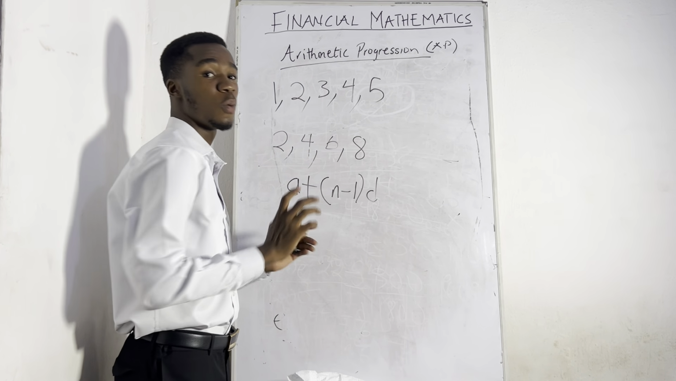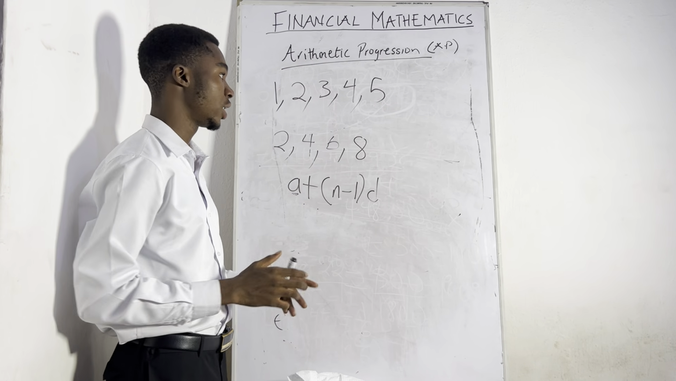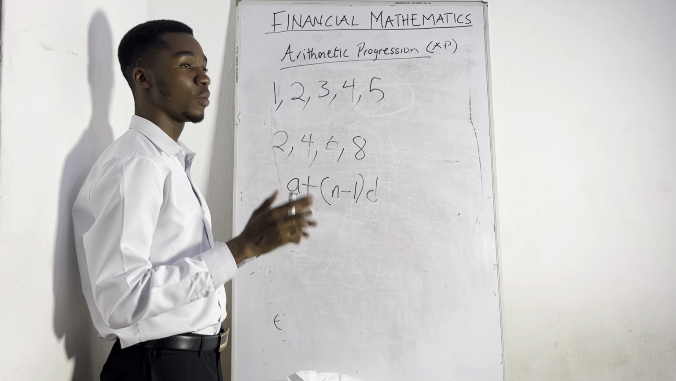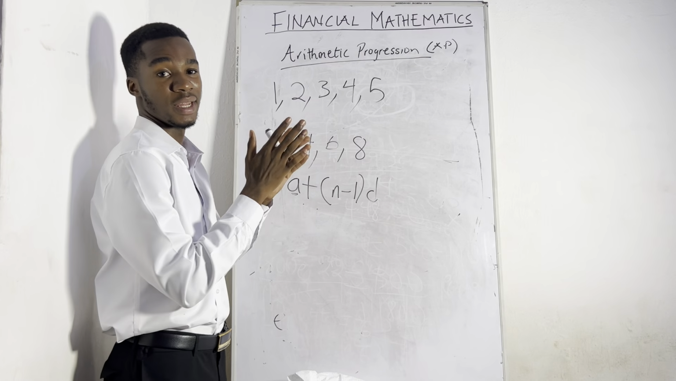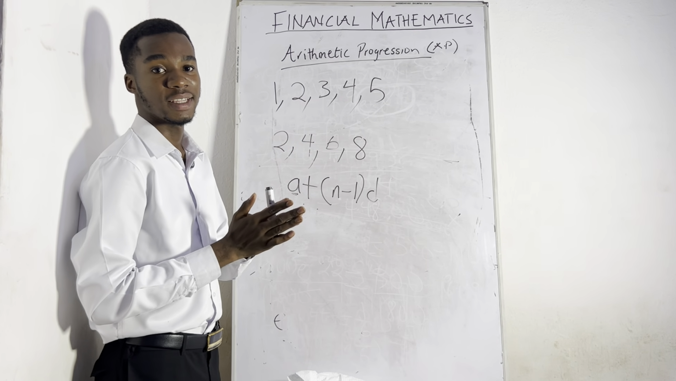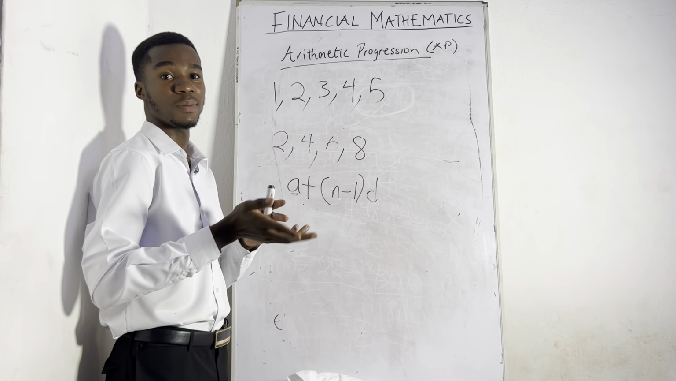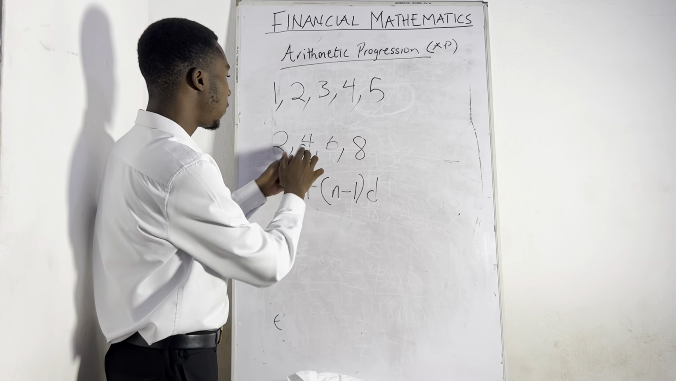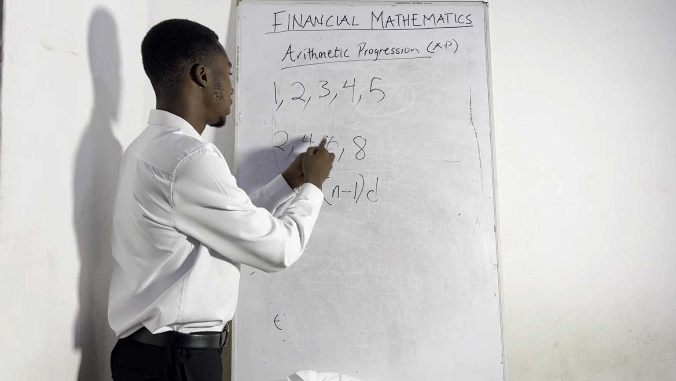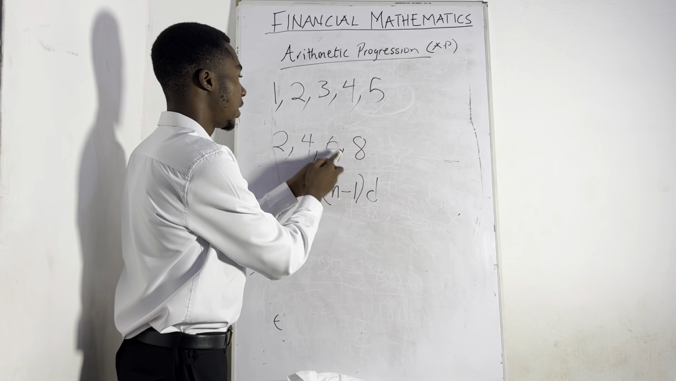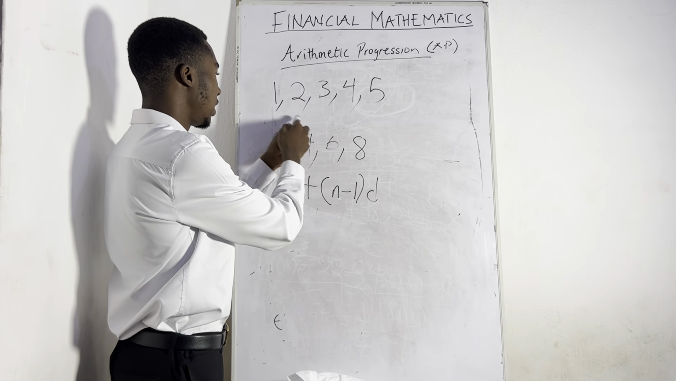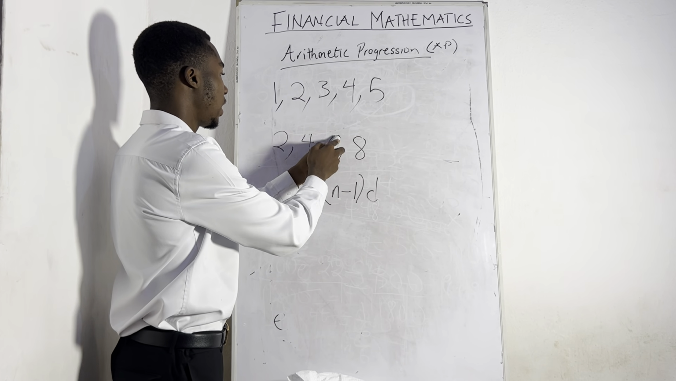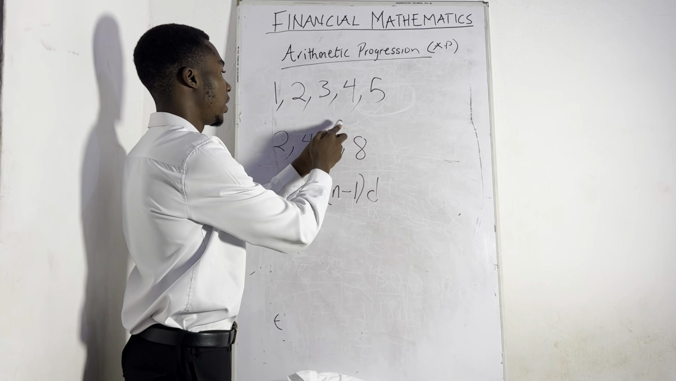Then the D is the common difference. And how do we obtain the common difference? The common difference is the second term minus the first term, or the third term minus the second term, or the fourth minus the third term. You get it? So either 4 minus 2, or 6 minus 4, or 8 minus 6. The second term minus the first term, or the third term minus the second term, or the fourth term minus the third term.